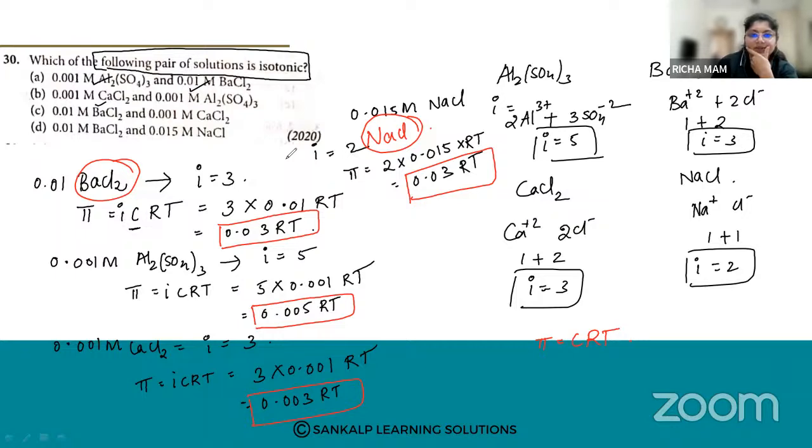Yes, very good. Baby, Kajal, Janvi has answered. It is option number D. So barium chloride and NaCl are the pair of solutions which are isotonic with each other. Lubna has also answered. Very good. So this is clear.